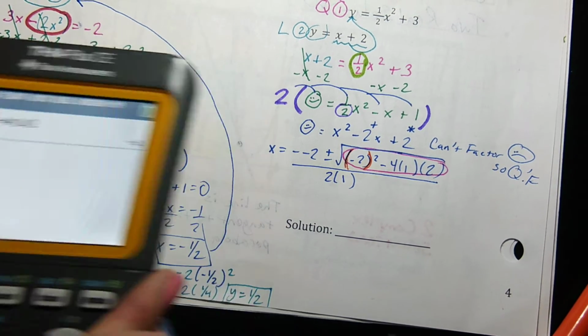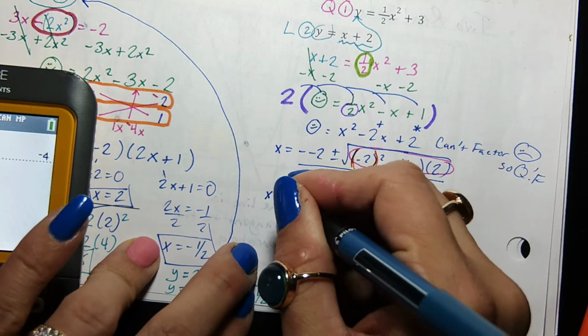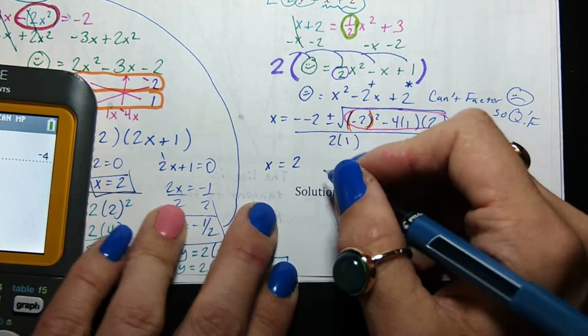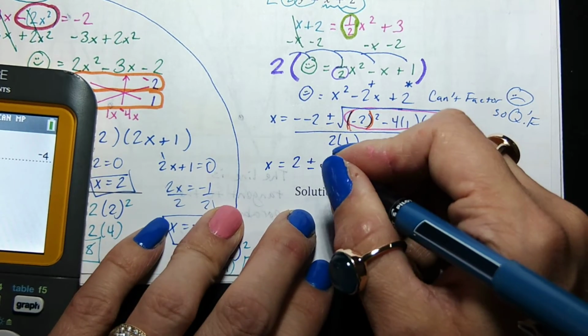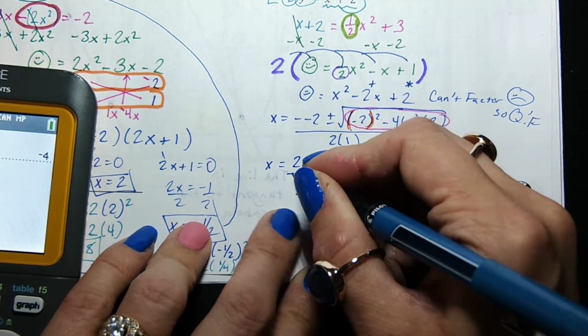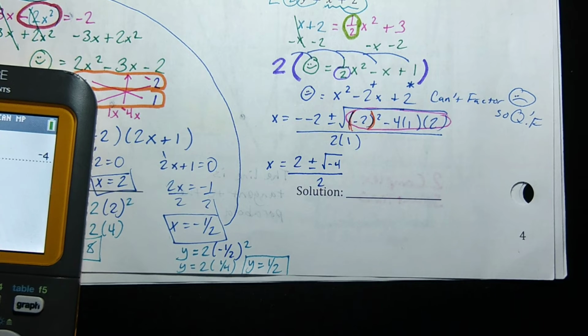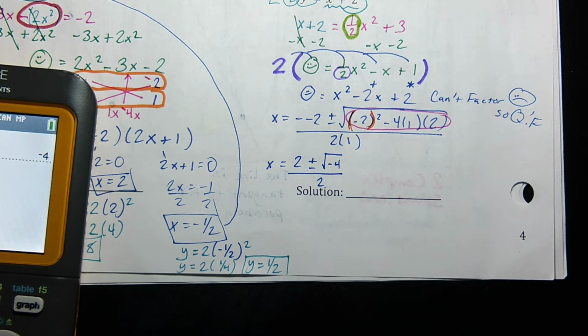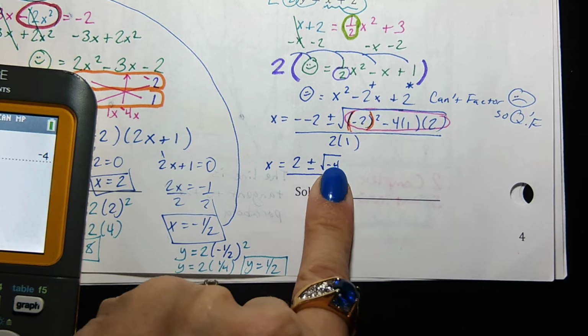-4. Excellent. So then we've got x equals +2. The double negatives become a positive. And then plus or minus the square root of -4 over 2. Now, some people had issues once we got to this step. Folks, can I divide -4 under a radical by 2? No. You find the discriminant first, then you simplify the square root first.